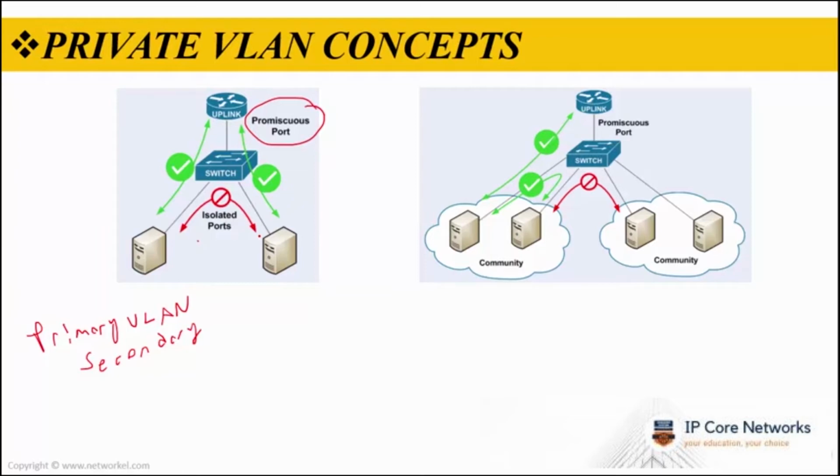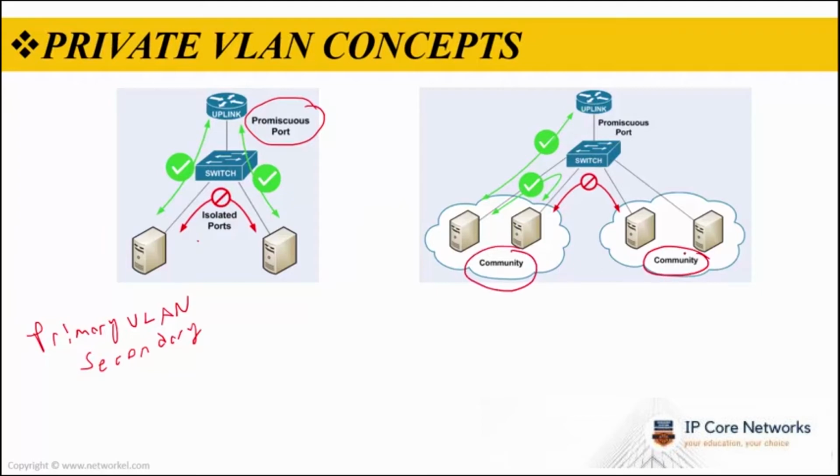The promiscuous port is a switch port that connects to a router, firewall, or other communication gateway device. This port can communicate with anything else connected to the primary and any secondary VLAN. In other words, it's a type of port that is allowed to send and receive frames from any other port on the VLAN.